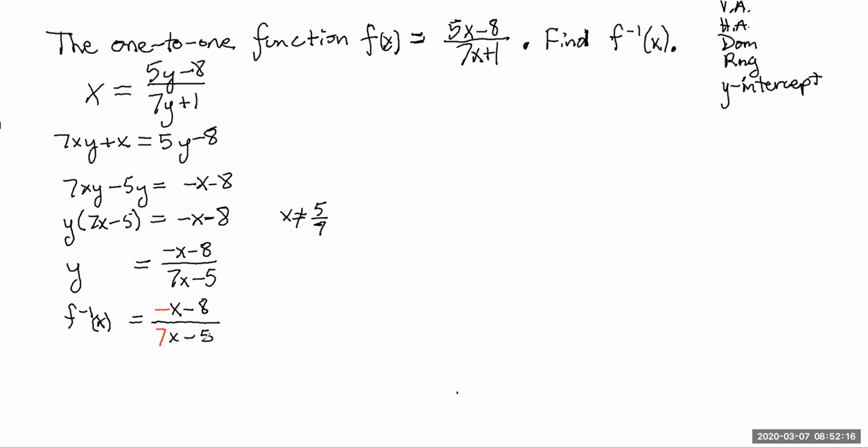And there it is. We have our inverse function. Let's find its vertical asymptote. Remember, to find a vertical asymptote, you could actually spot it with this domain implication. You could actually see that the vertical asymptote is x equals 5/7.